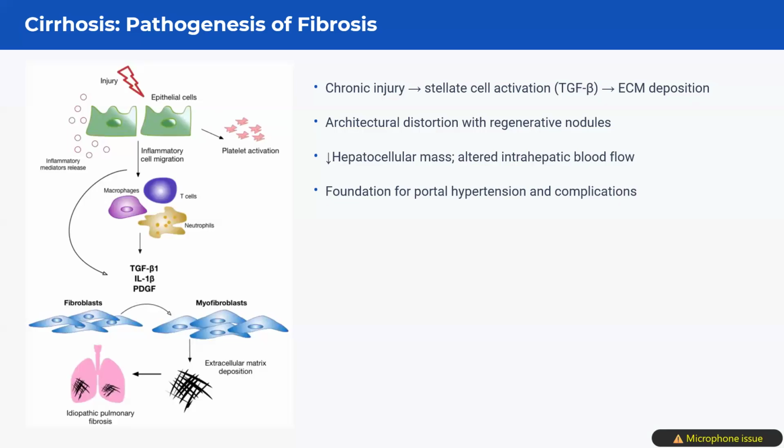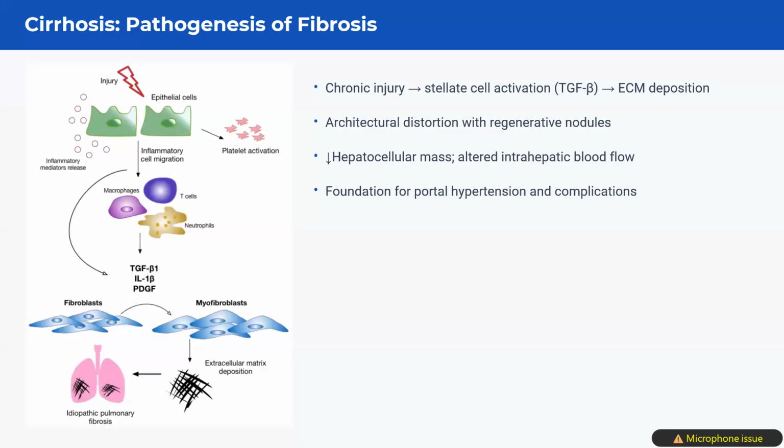So the sinusoids lose their fenestrations and capillarization occurs, which is more capillaries forming, and portal venous blood begins to bypass the hepatocytes altogether. What happens is there's a decreased detoxification ability and synthetic dysfunction, ultimately leading to portal hypertension.